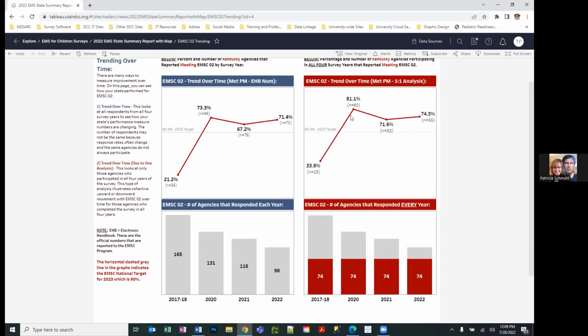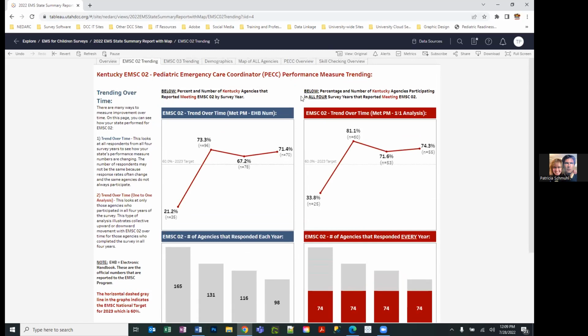So you know that you have this jump, but during 2021, some PECs were lost. That could be due to the pandemic and they couldn't be funded. And then in 2022, they're starting to gain some more PECs. So 2 came back. So you can get a little information of what's going on, whereas this has different response rates. So we do show you both of these. And this is the same for the EMS CO3 trending.